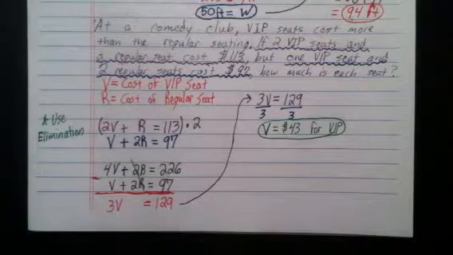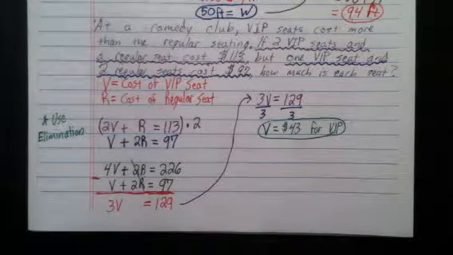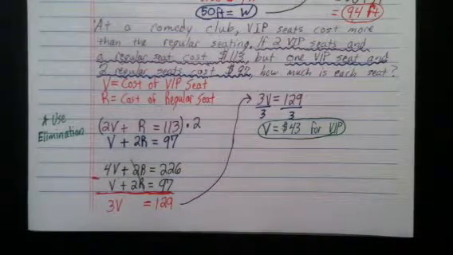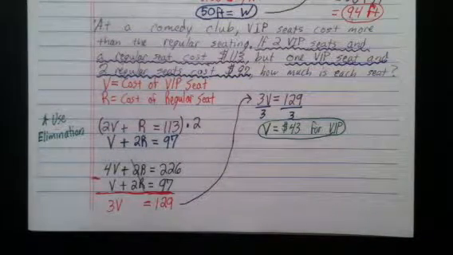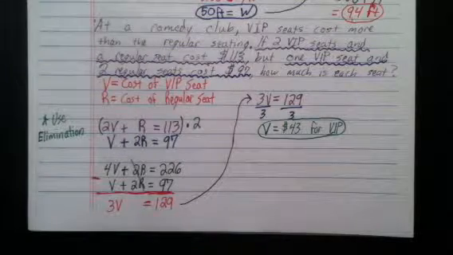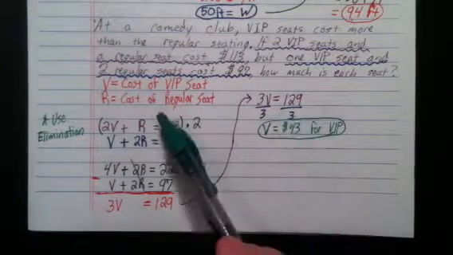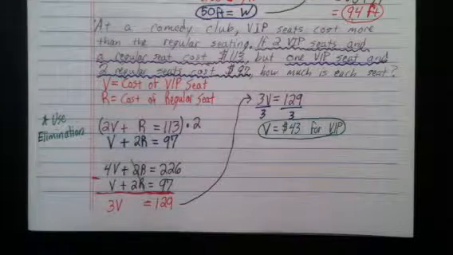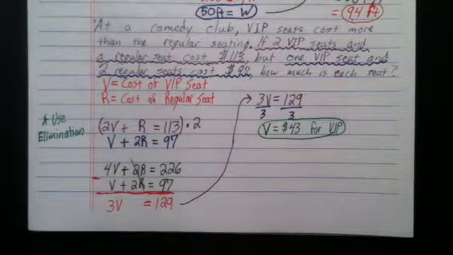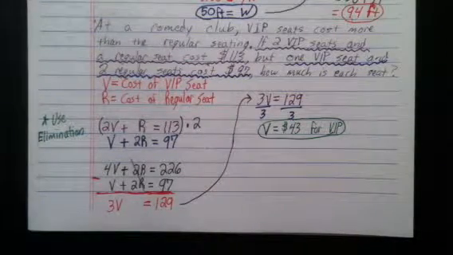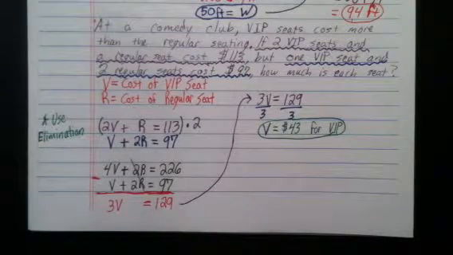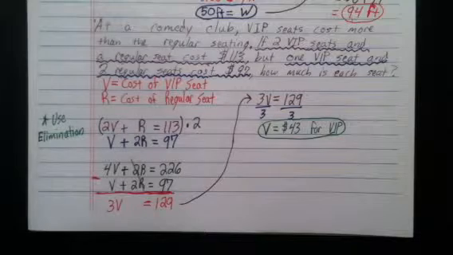Okay. So again, there's half of our answer. We then want to use that to find the cost of the regular seating. So we have to take that and use either equation 1 or equation 2 that we had set up, plug in 43 for V, and then find out what R would have to be. It doesn't really matter which equation you use. I guess I would just use this second equation.